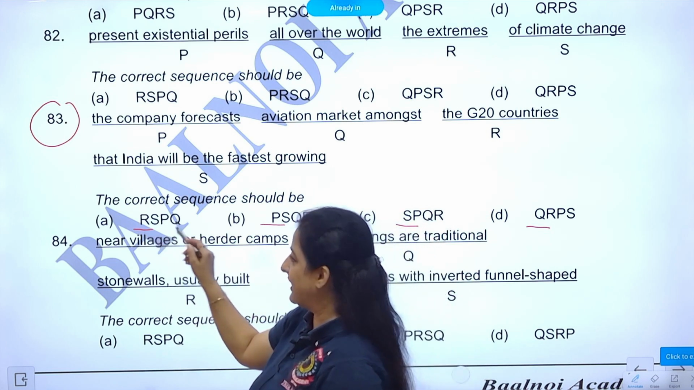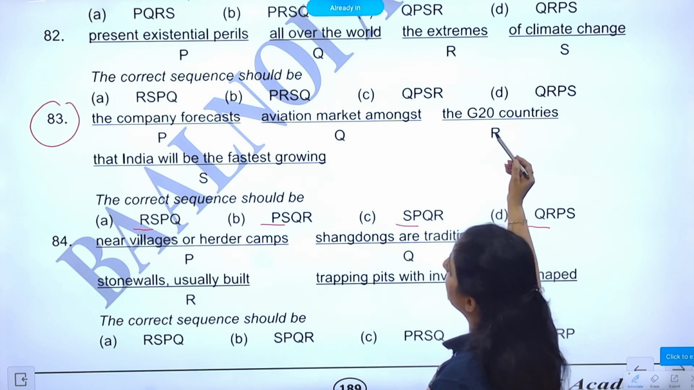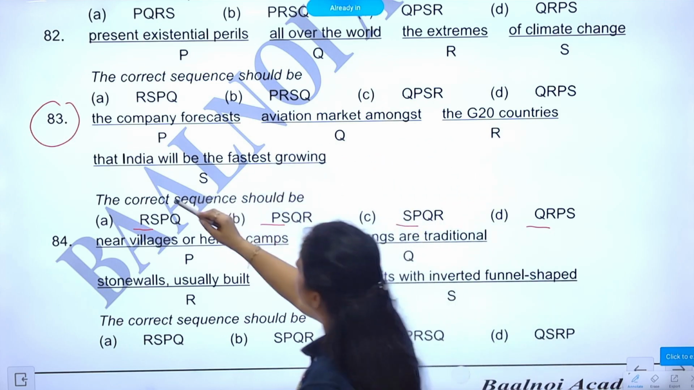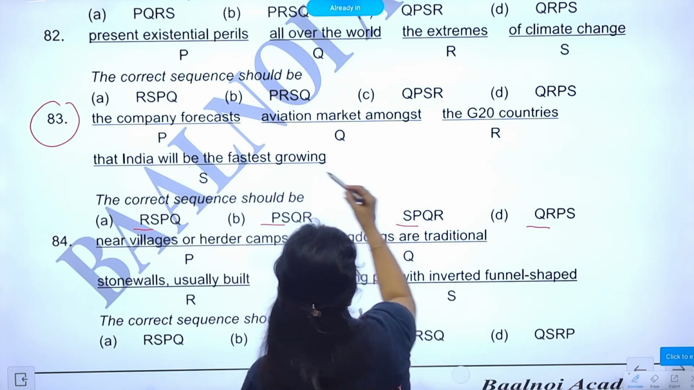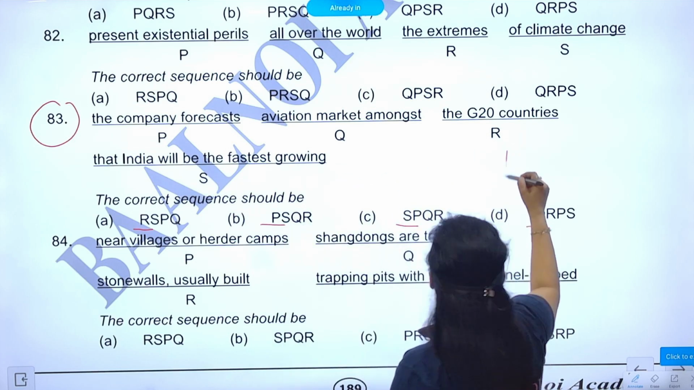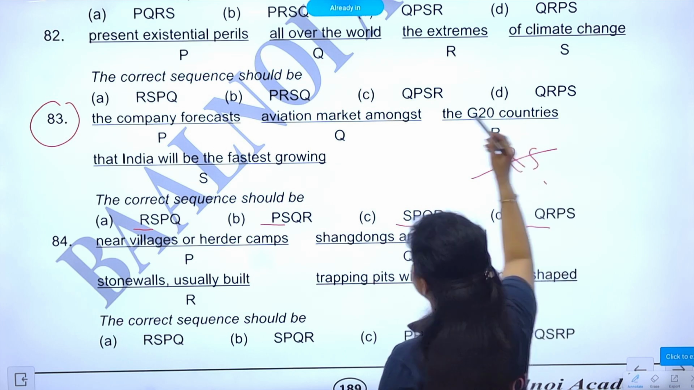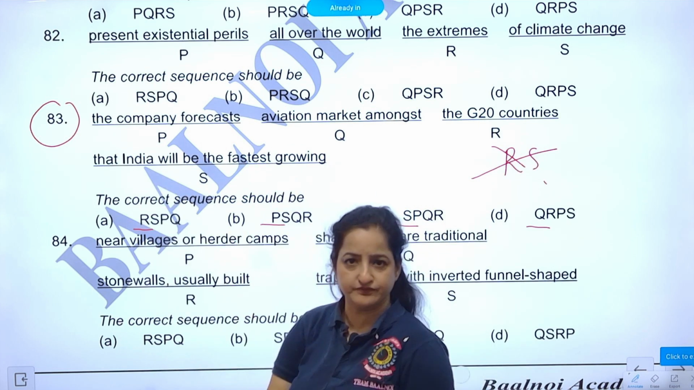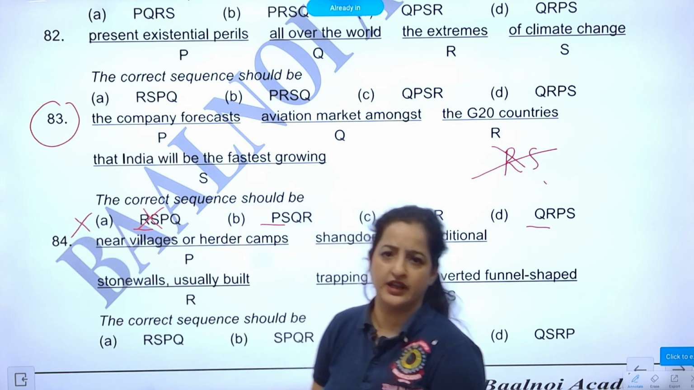Okay, let's do RSPQ. We're going to read R. The G20 countries and the G20 countries that India will be. Do you think R and S connect? No. The G20 countries that India. No connection at all of R and S. That is not the answer.